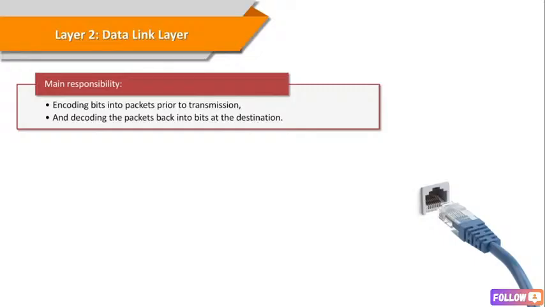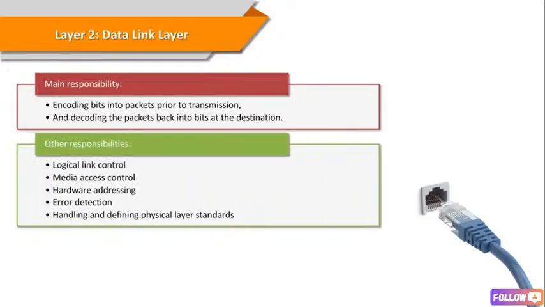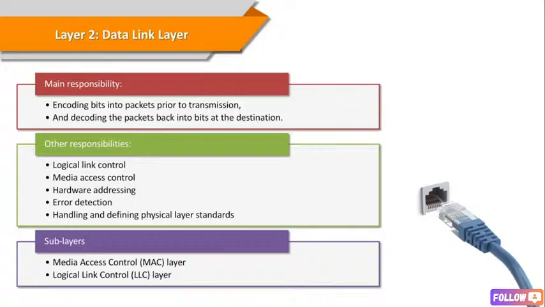Packets are the fundamental unit of information transport in all modern computer networks, and increasingly in other communications networks as well. So the data link layer is also responsible for logical link control, media access control, hardware addressing, error detection, and handling and defining physical layer standards. It provides reliable data transfer by transmitting packets with the necessary synchronization, error control, and flow control. The data link layer is divided into two sublayers.